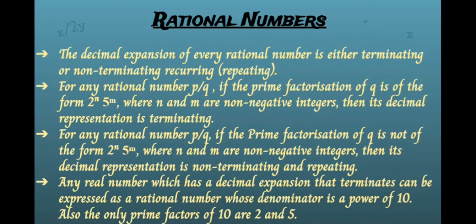Any real number which has a decimal expansion that terminates can be expressed as a rational number whose denominator is a power of 10. Also, the only prime factors of 10 are 2 and 5.